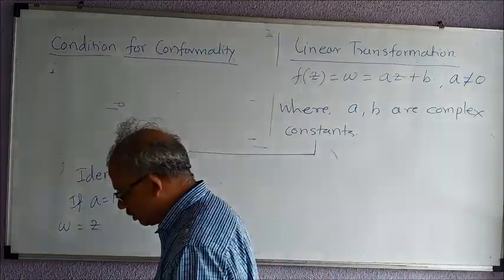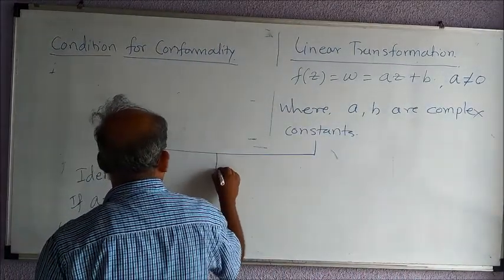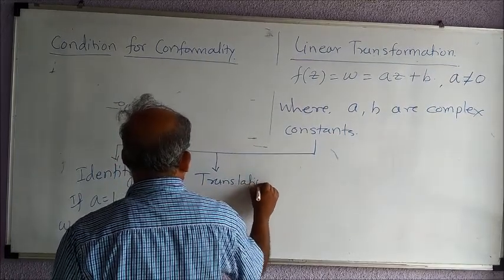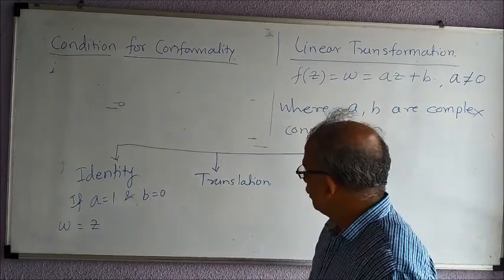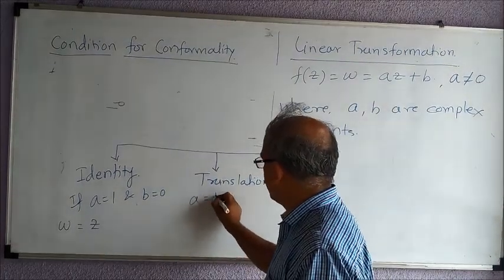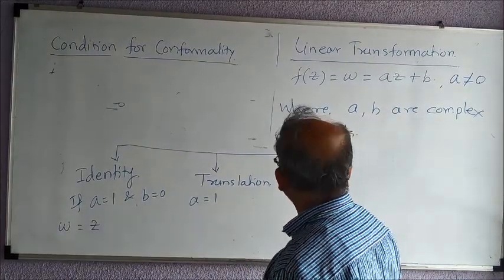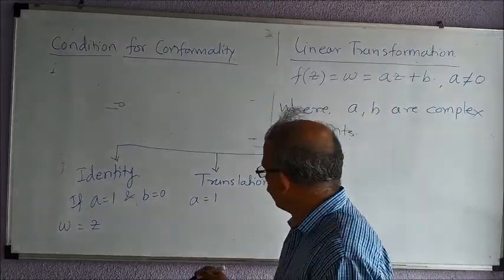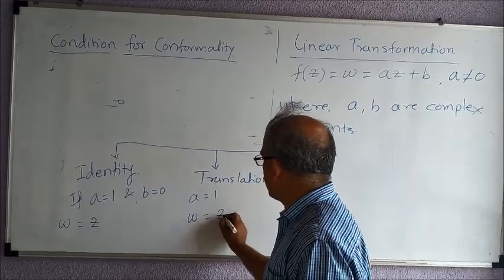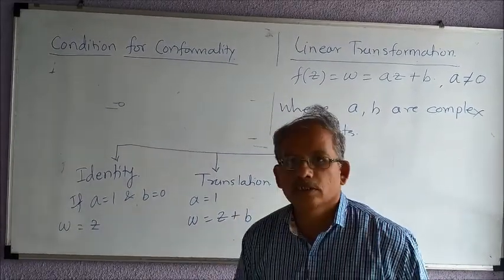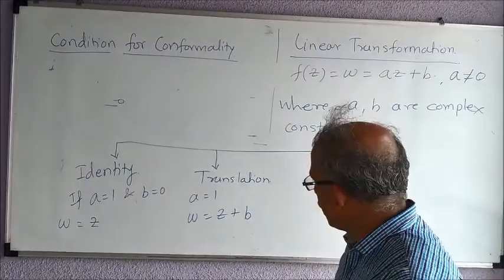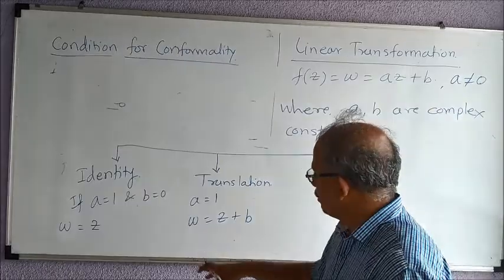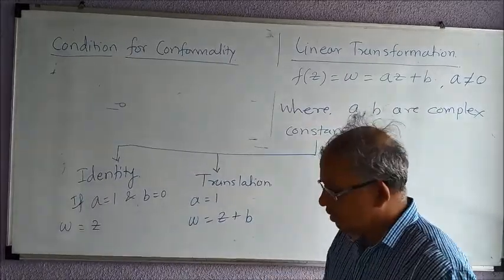The next transformation is the translation. Translation is obtained if I put a equal to 1 and b as it is. So if I just put a equal to 1, w is equal to z plus b. So this is a translation. We are translating z by b units, and we'll get our w. That's why it is called a translation.